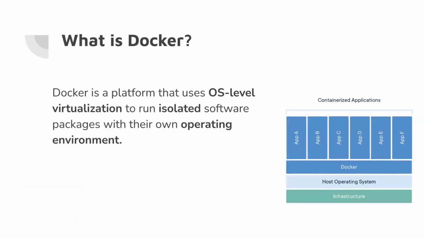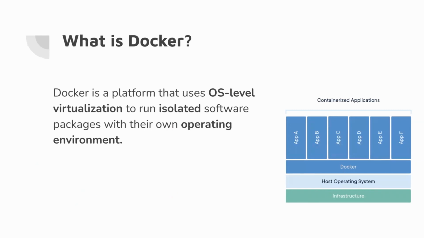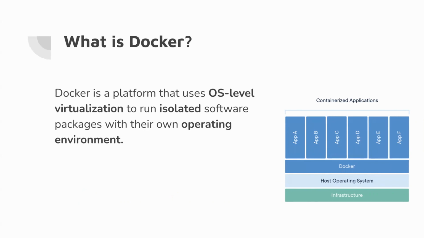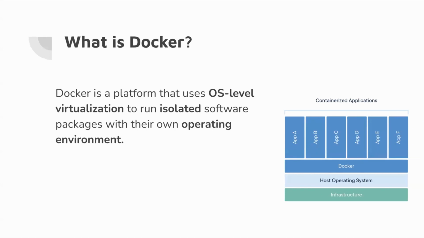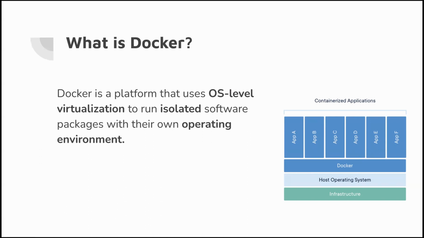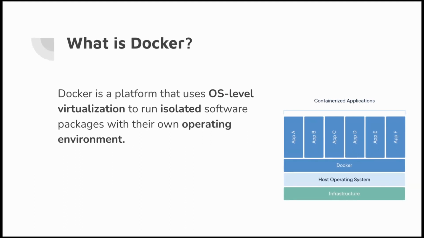Let's move on. So what is Docker? Definition wise, Docker is a platform that uses OS level virtualization. Okay, let's pause here. Virtualization, the virtualization which I mentioned for virtual machines. So Docker uses virtualization, but on the operating system level to run isolated software packages. Isolated is another keyword. The containers or packages running inside Docker are isolated from each other and the operating system. There's a key factor here, with their own operating environment.